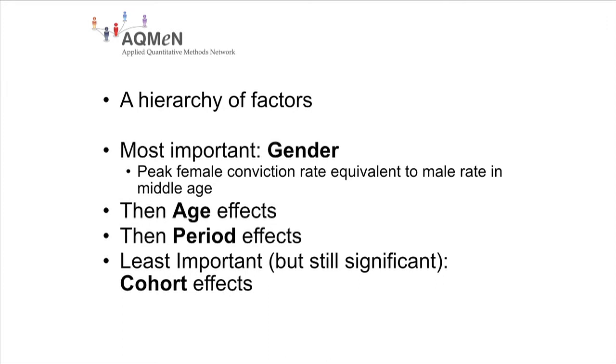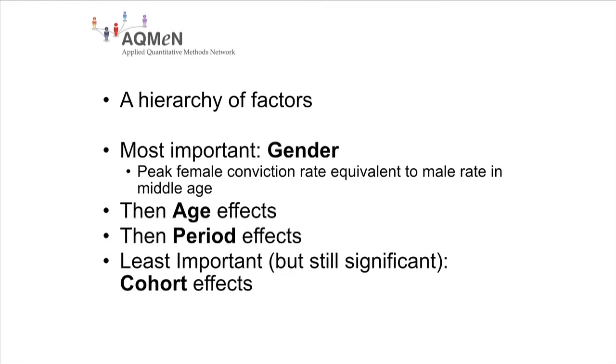Following from that, period matters. And this is the main interesting thing that's happened in the last few years with conviction rates in Scotland, in that these age-related conviction rates have changed and declined very sharply for many age groups within the last few years.